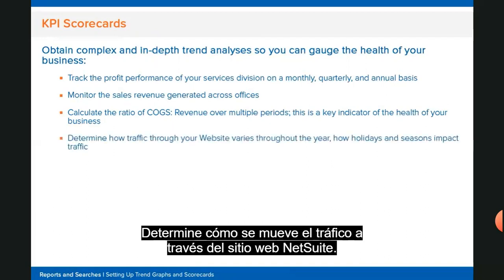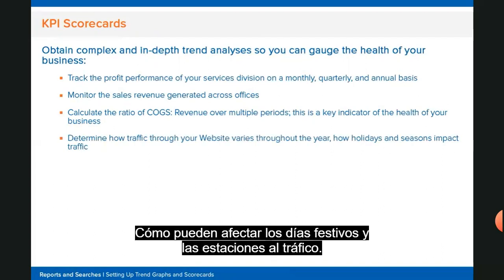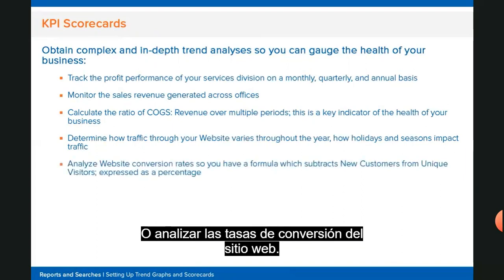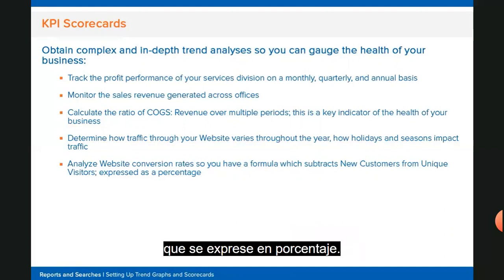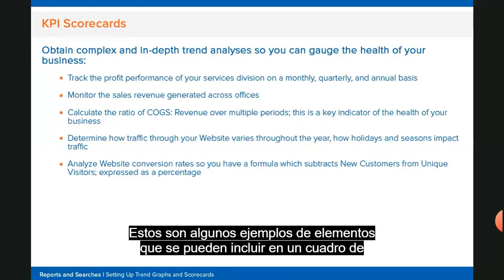Determine how traffic is moving through your NetSuite website and how it varies throughout the years, how holidays and seasons might be impacting your traffic. Or analyzing website conversion rates. Have a formula which subtracts new customers from unique visitors and have that expressed as a percentage. These are a few samples of things you can put on a KPI scorecard.